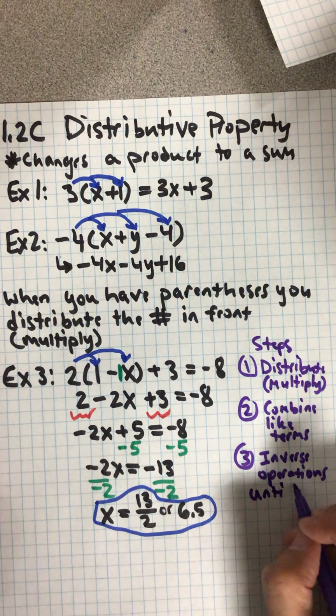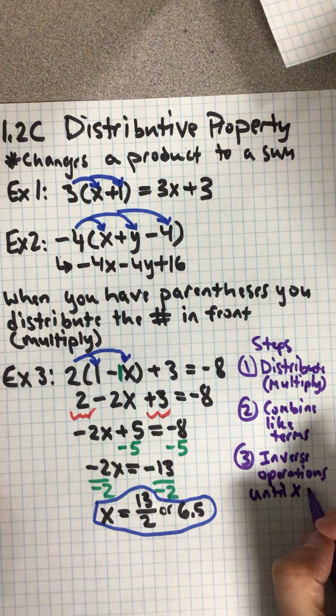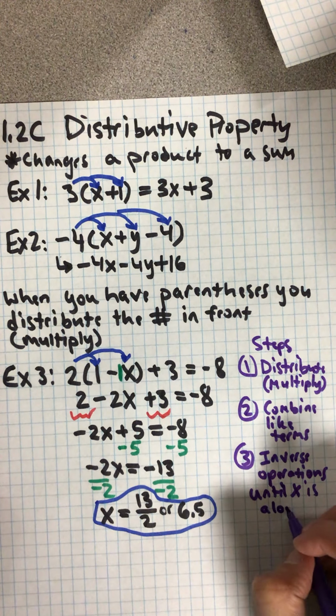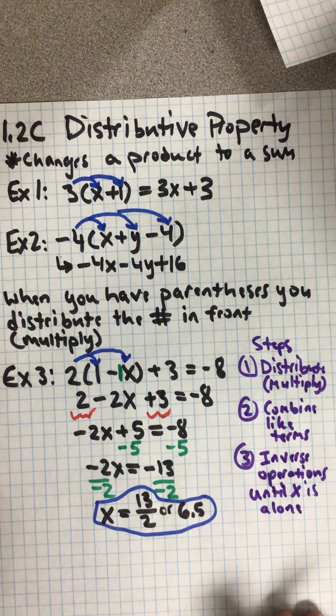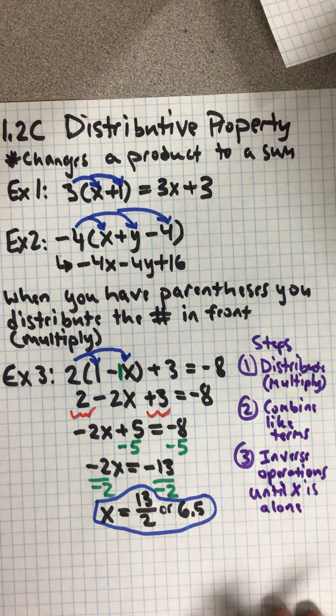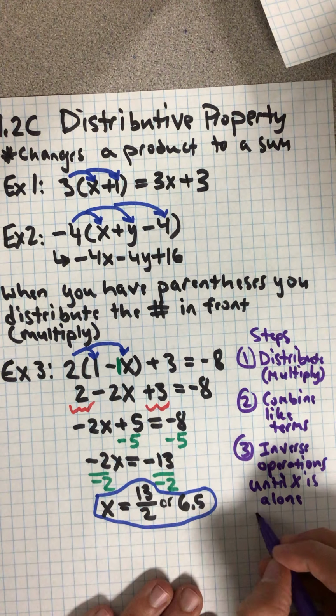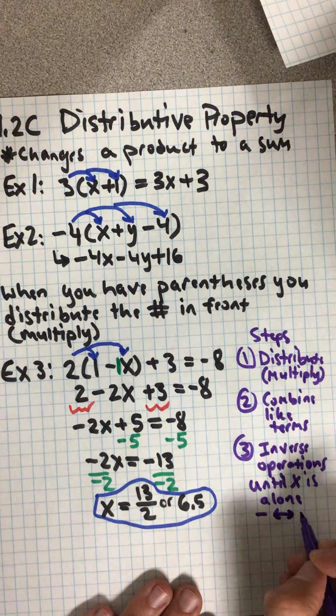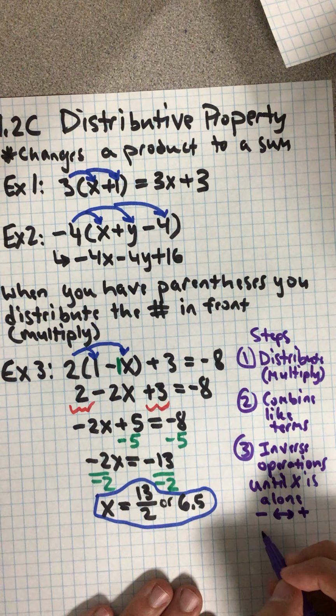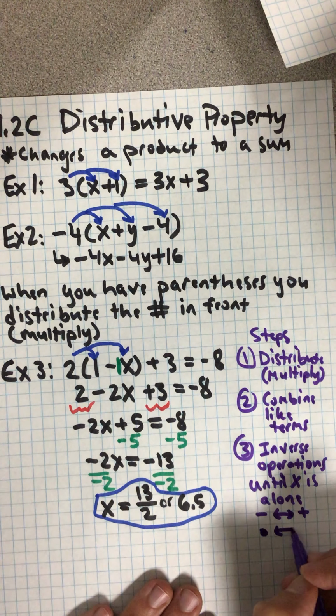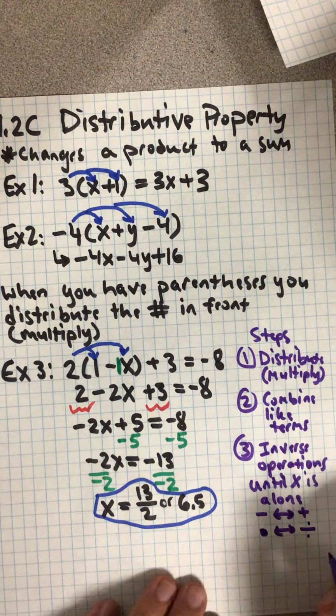Until x is alone. So that took 2 steps in this problem after we did our distribution and combining like terms. And once again, our inverse operations are subtraction and addition, and multiplication and division.